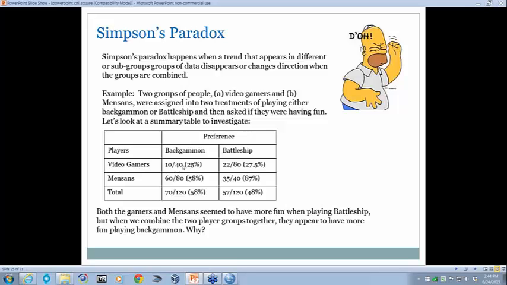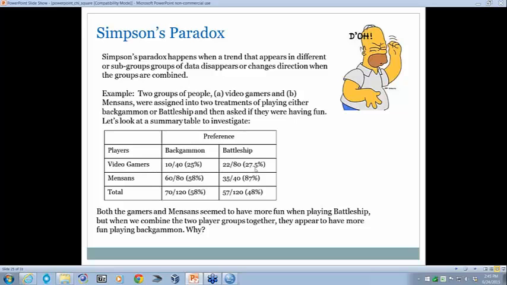The video gamers, let's see, all together we had 80 and 40, so we had 120, right? Out of the 40 that were assigned to playing backgammon, 10 of them liked it. They were enjoying themselves, okay? Out of the 80 that were assigned to battleship, 22 were enjoying themselves. And it's the same thing down here. Of the 80 Mensons who were assigned to backgammon, 60 of them were having a great time. And of the 40 Mensons that were assigned to play battleship, 35 were having a good time too. So you can look at the percentages here.